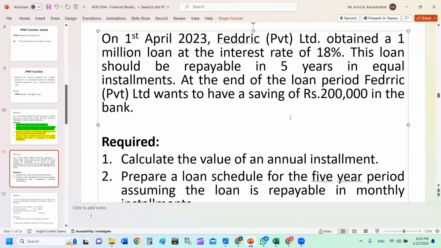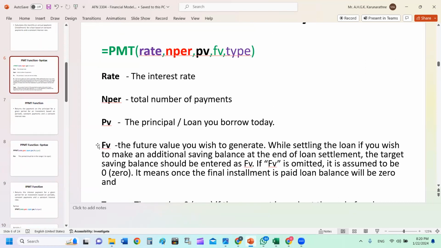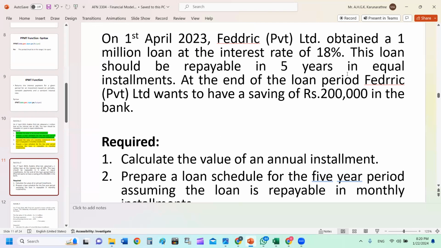The loan gets settled and a deposit is also generated. That deposit value you want to generate is what we call FV in our syntax. So we'll apply that now. Okay, so we'll try this.